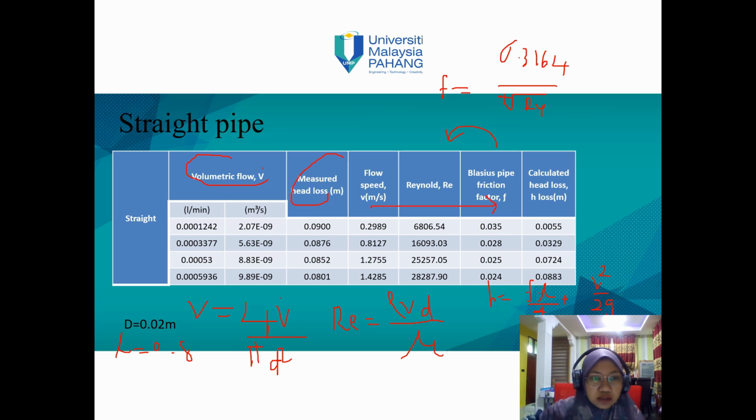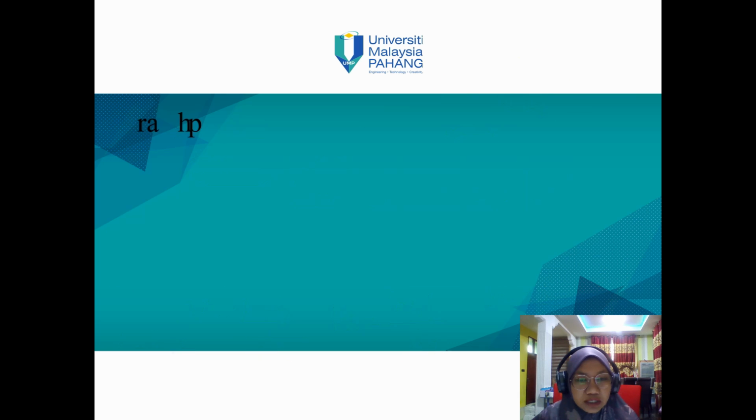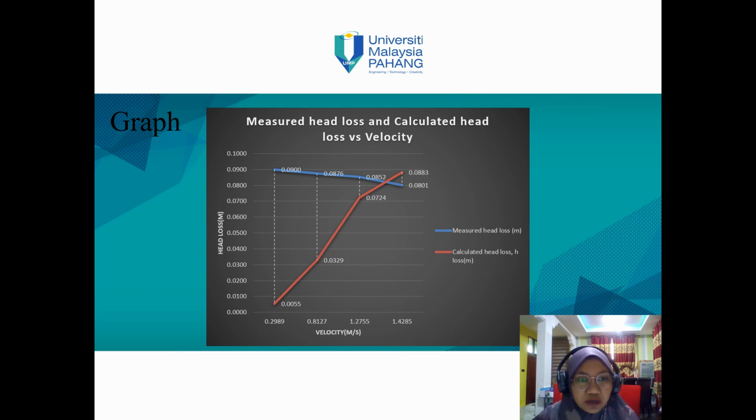Then next we have the graph. The graph here compares the measured head loss, which is the given head loss, and the calculated head loss versus the velocity. We can see that the measured head loss here has a downward trend line, and the calculated head loss is increasing with the velocity.